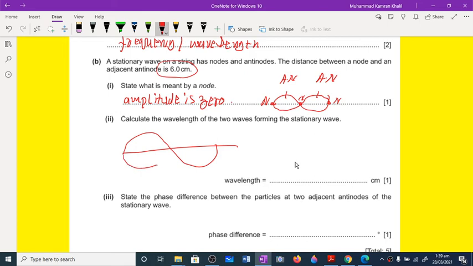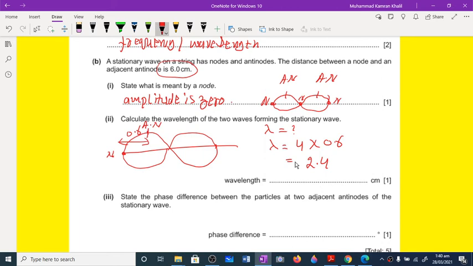Now, in this question, it is given that the node and adjacent antinode are separated. This is the node and this is the adjacent antinode. He is saying that they have the distance of 0.6. So what is the wavelength? That distance is a quarter of the wave. So the wavelength is 4 times the distance between node and antinode. Multiplying it, we will get 2.4 centimeter.